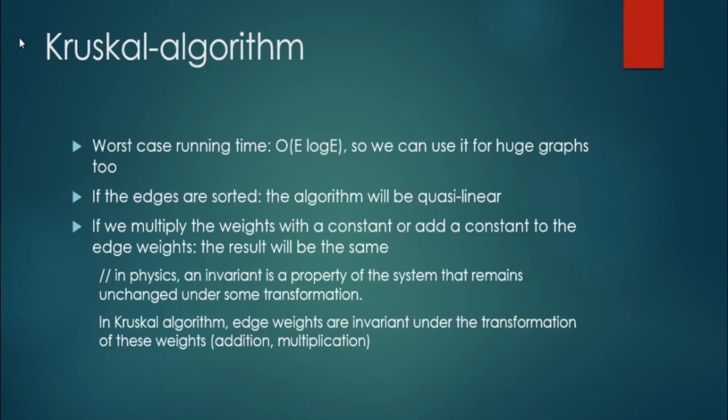the same. In physics, an invariant is a property of a system that remains unchanged under some transformation. I'm qualified as a physicist, so I'm interested in these kinds of symmetries. We can come to the conclusion that lots of, for example, conservation laws can be reduced to symmetries, so these invariant properties are very important in nature. But anyway, in the Kruskal algorithm, edge weights are invariant under the transformation of these weights, addition and multiplication.